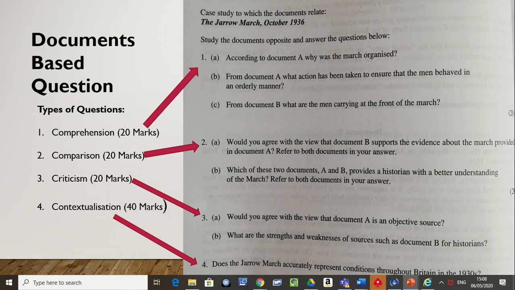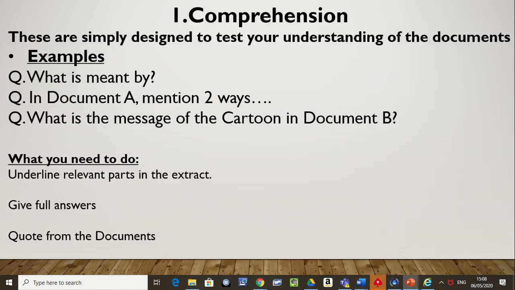And what we're going to do now is go through how to break down these questions, how to answer them, what to look out for, and some little tips here and there on how you can maximize your marks. Okay, so the first section is the comprehension section, and this is the simplest section by far.